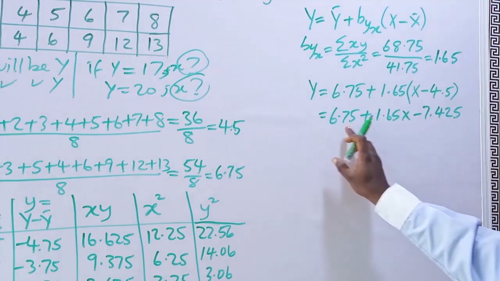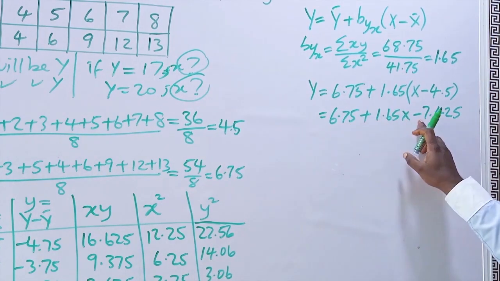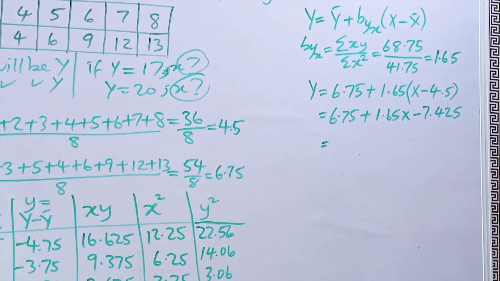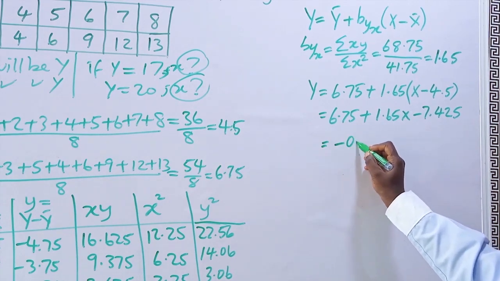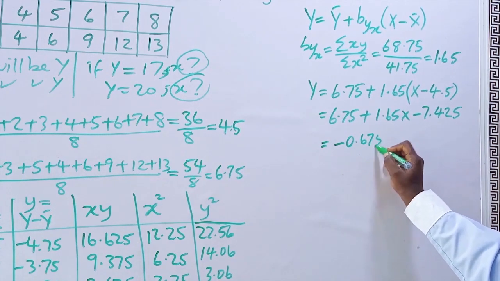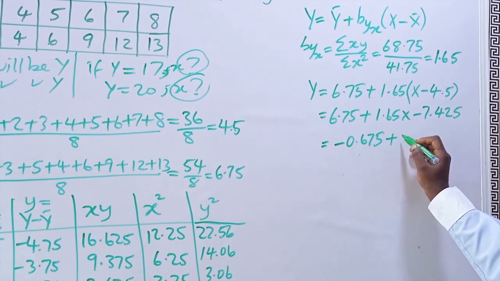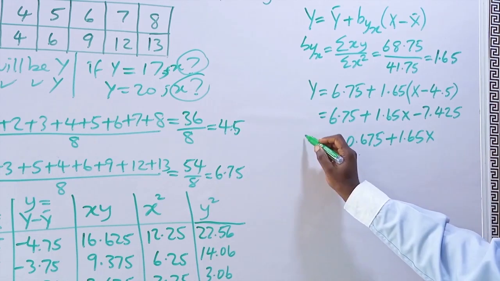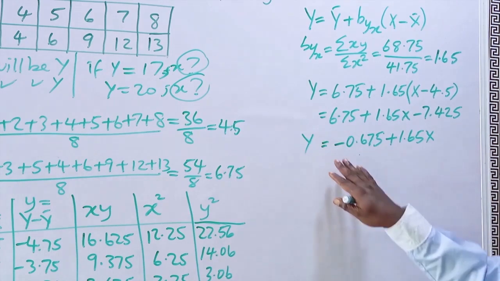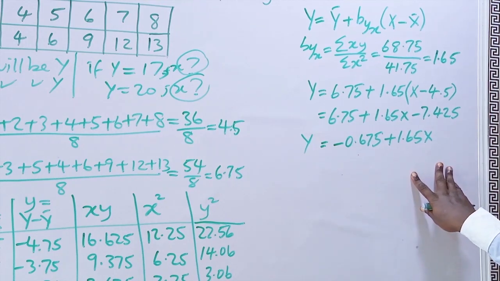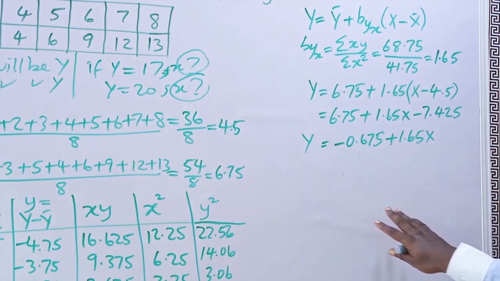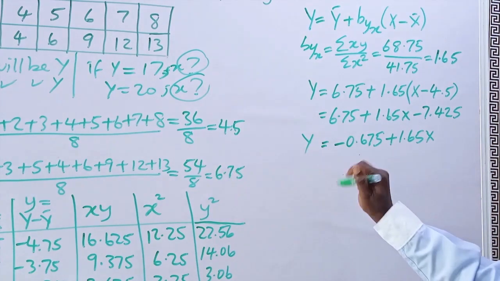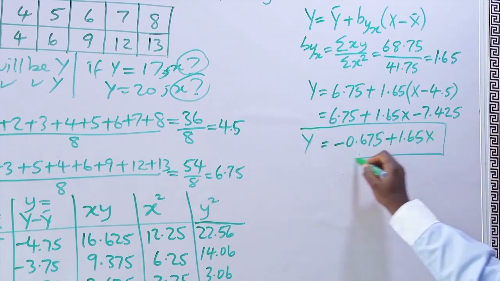So 6.75 minus 7.425, we are going to have a negative, so it becomes minus 0.675 plus 1.65x. So this is the regression equation we have determined. And our question is, if x is 10, what will y be? This is what we've been looking for all day.